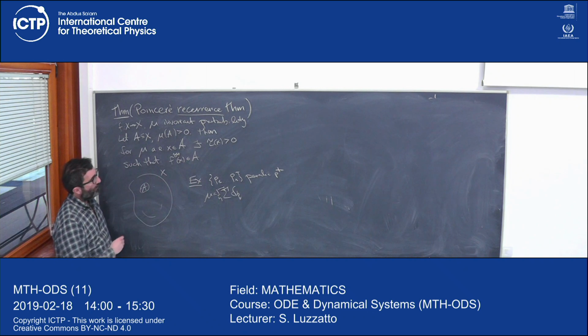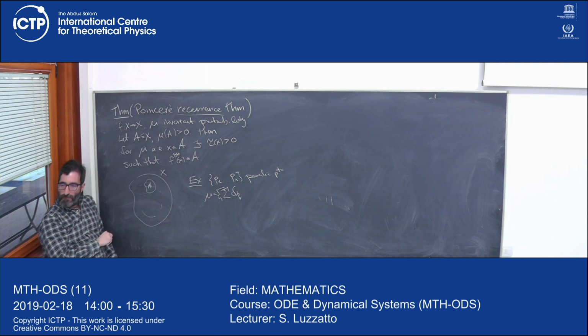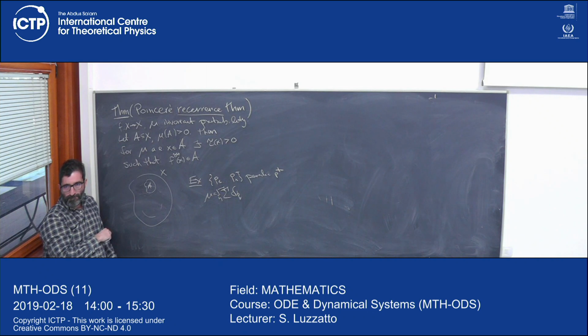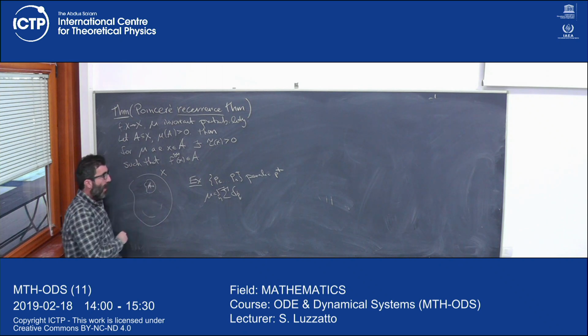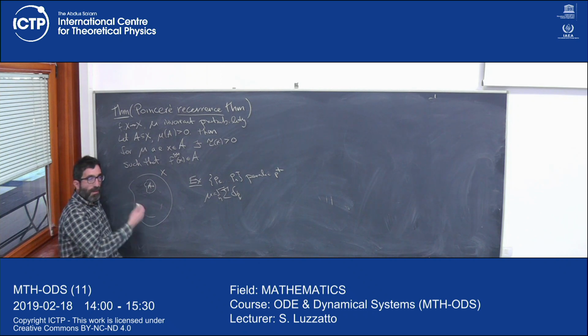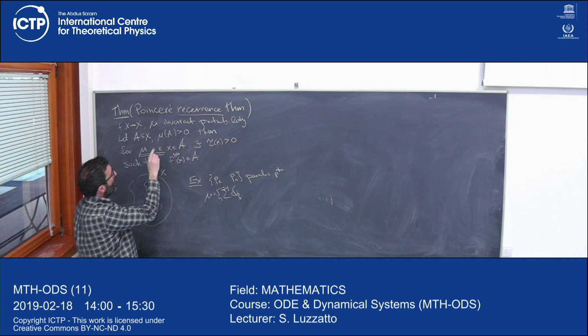So is that true? So let's take a set A of positive measure. What does it mean that A has positive measure for this measure here? It contains at least one of the... Exactly. It must contain some point. Okay? And so does this point come back? Yeah, of course. Because it's periodic, so it comes back.